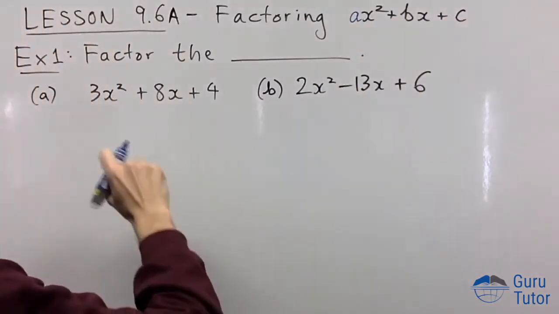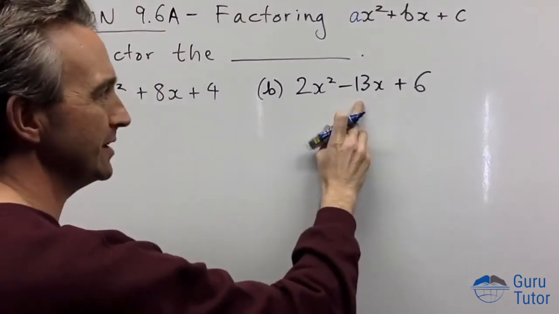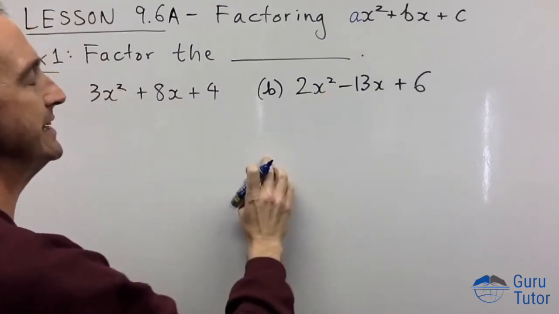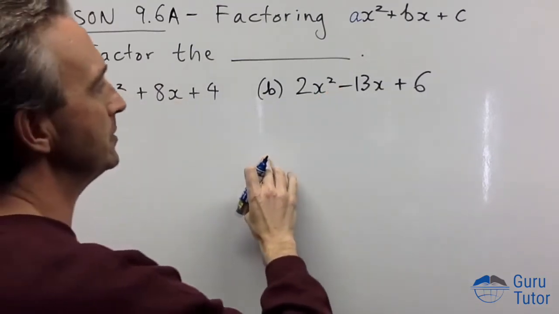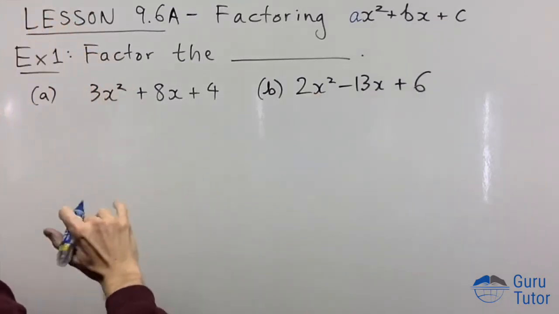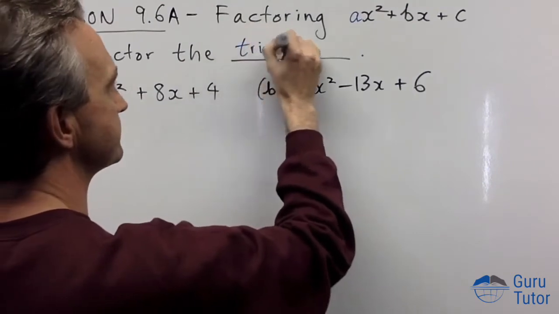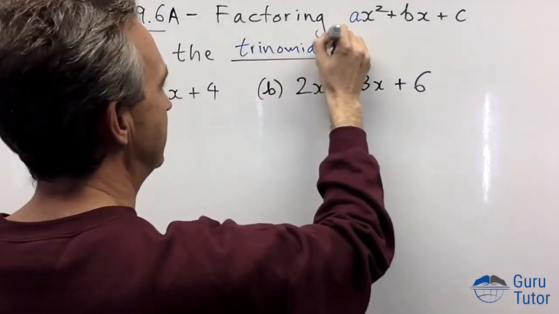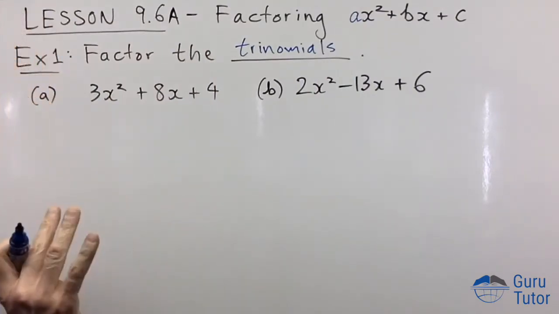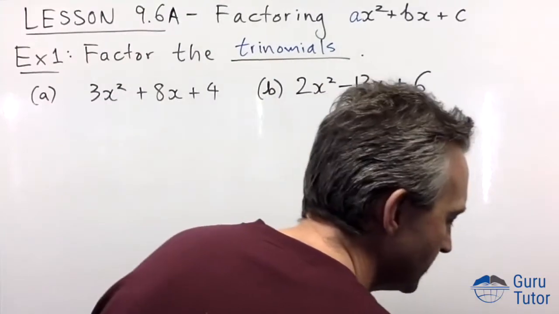So let's try a couple. Factor what are these again? These are polynomials, and the highest power of x is 2, all right? So these are polynomials of degree 2, and there are 3 terms. So the most specific we can be is that these are trinomials. And as before, we're going to factor these and get 2 binomials. But the process is a little different this time, and it's a little harder. So let's have a look at it.